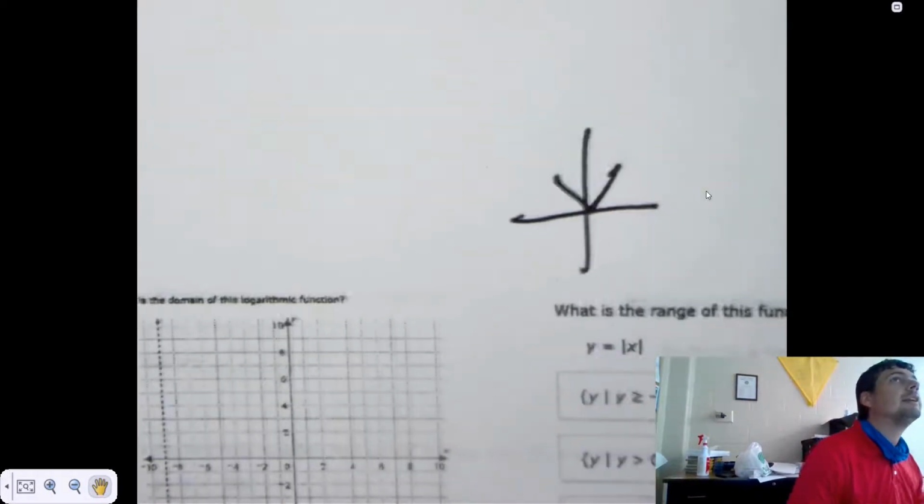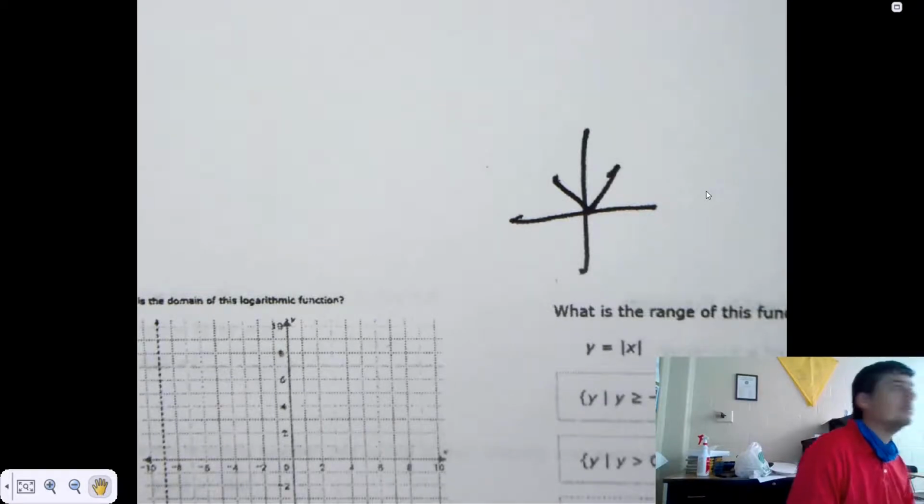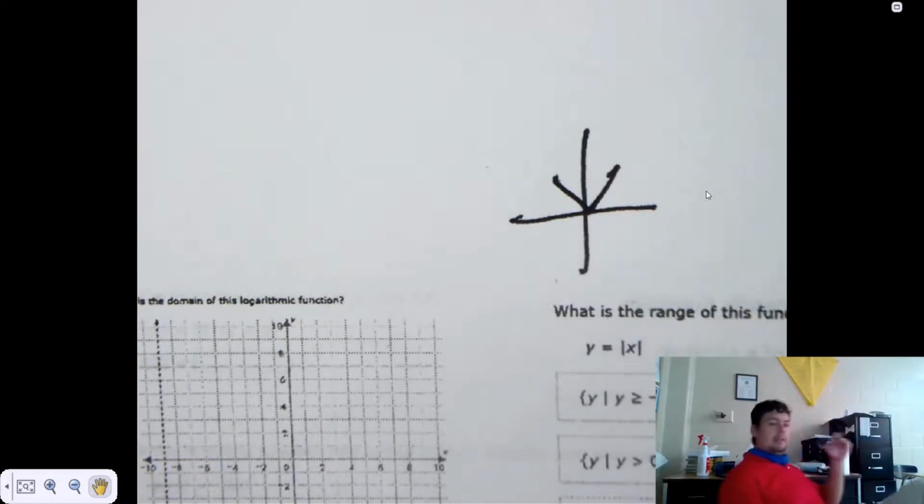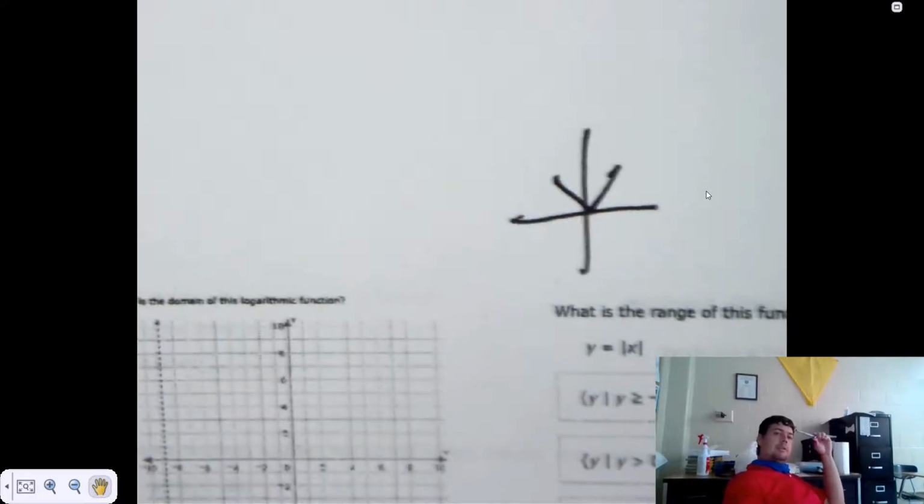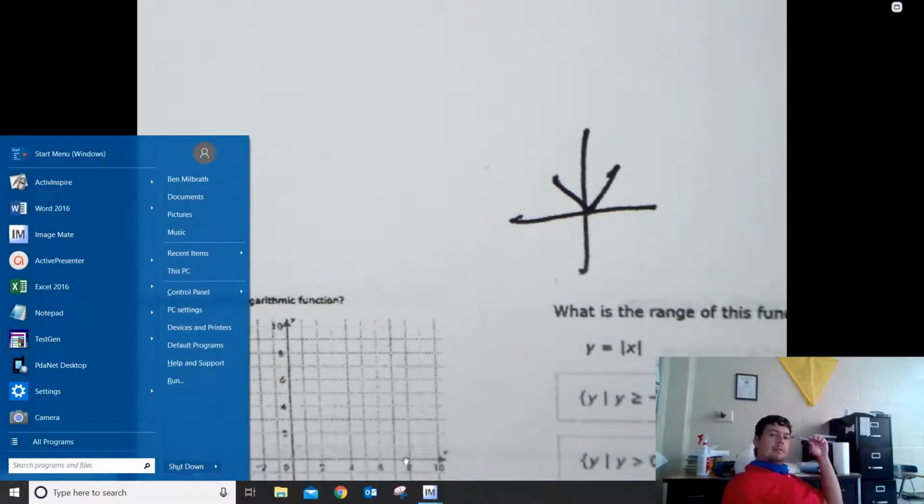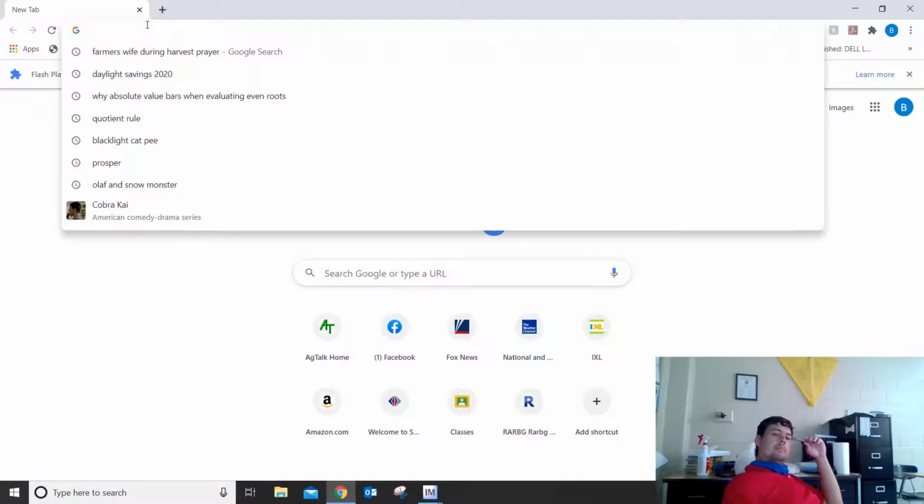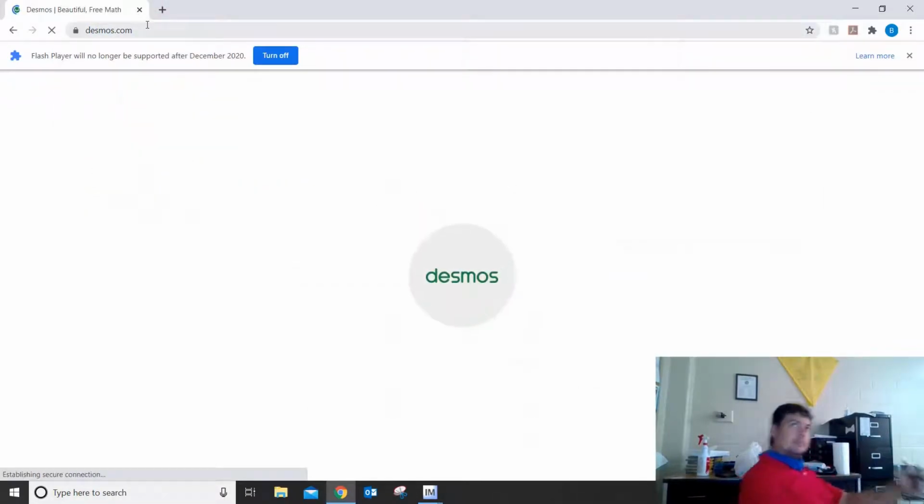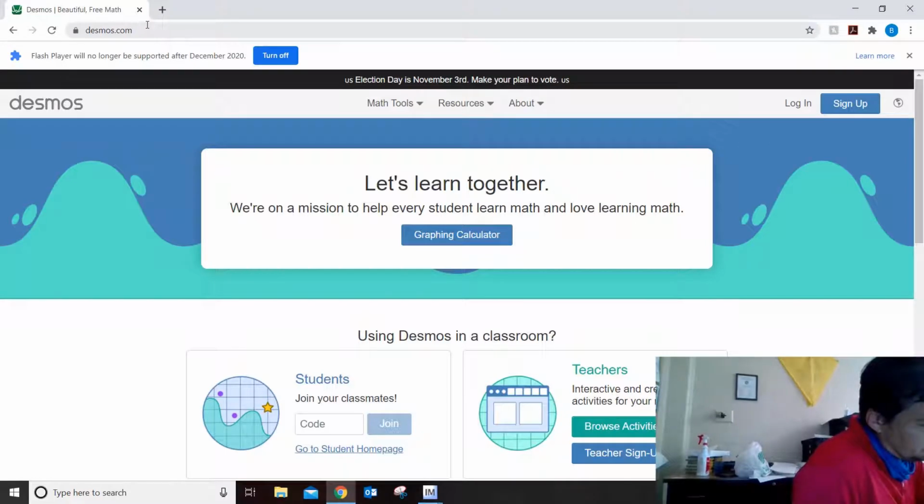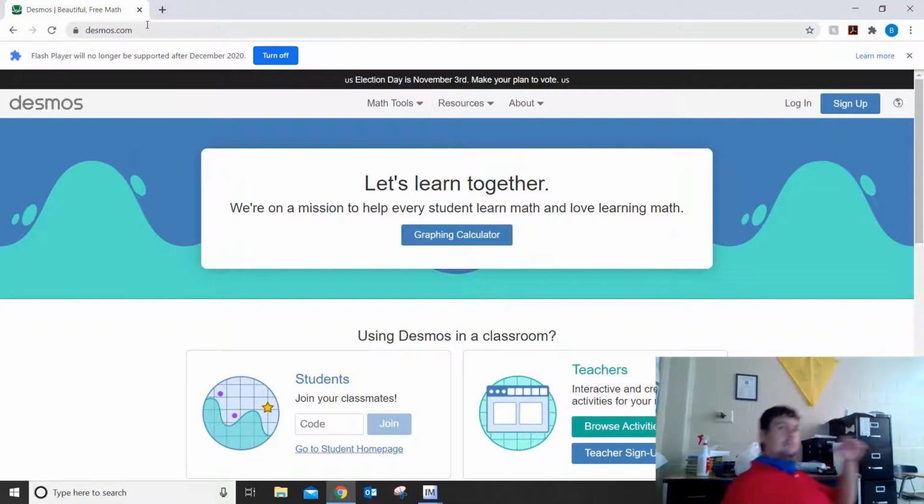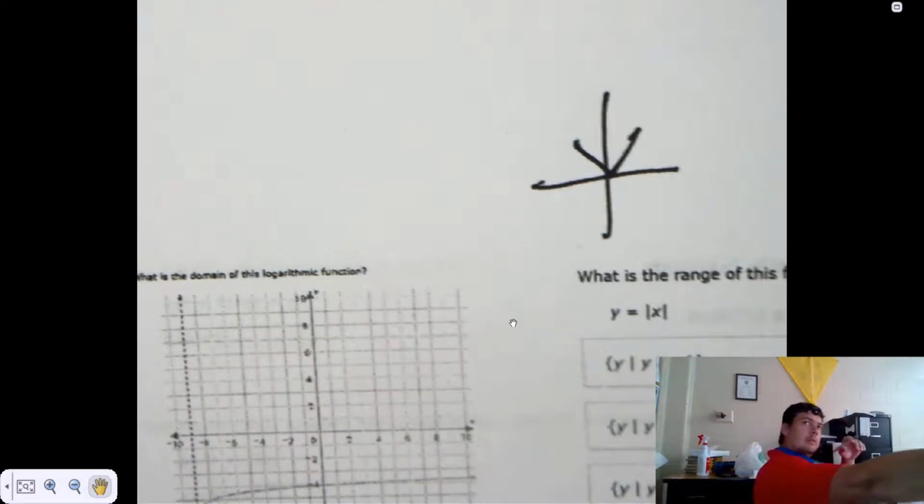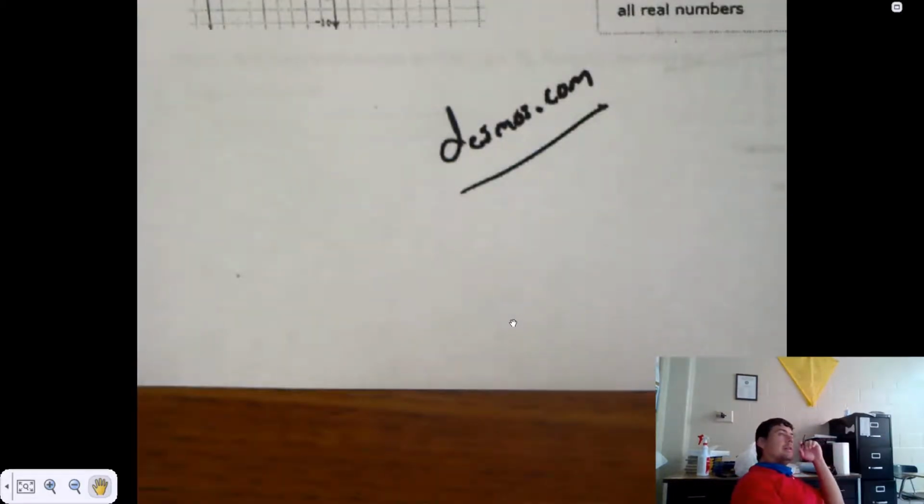This is absolute value of x. It looks like that. That's what it looks like. Now, I guess if you don't know that, most of you are using your phones to do everything, aren't you? What I would do is I would go to a site like desmos.com, and I'll write that on a piece of paper, but it's desmos.com. That's the website, desmos.com.